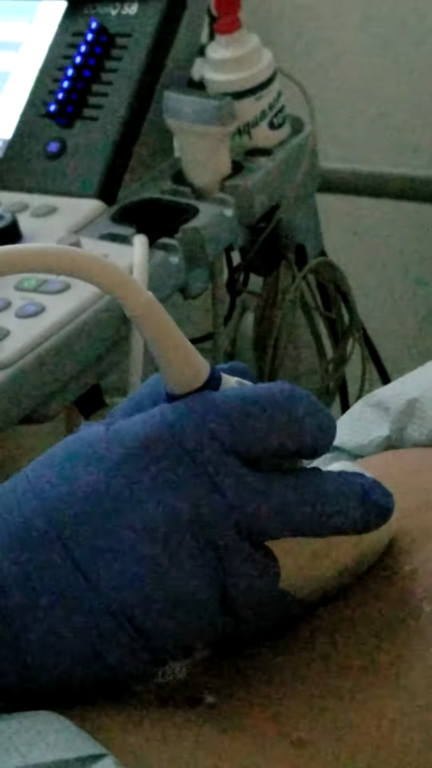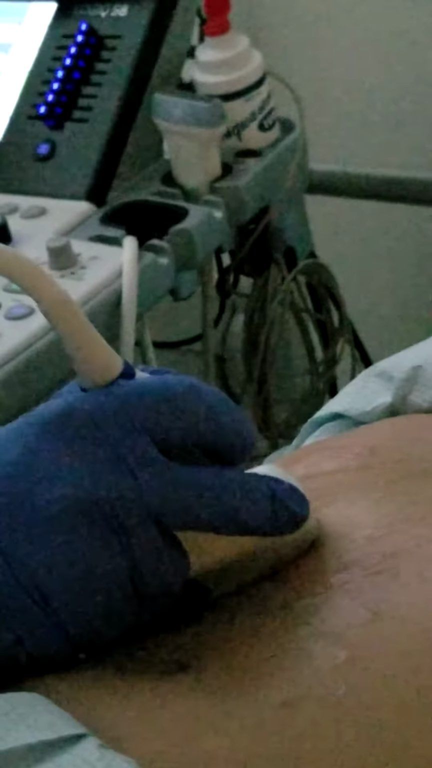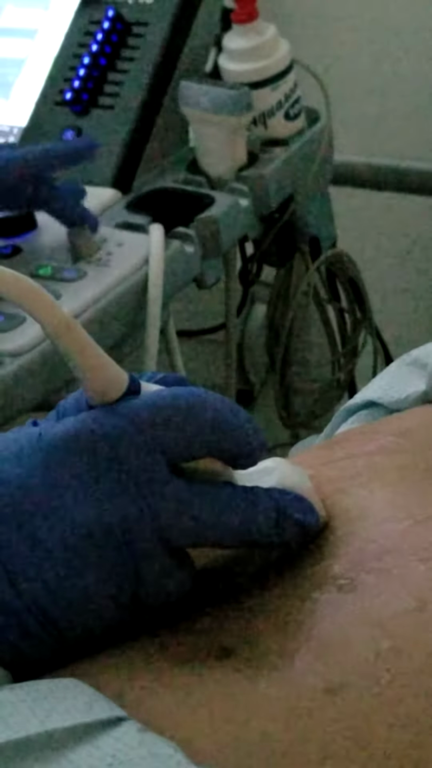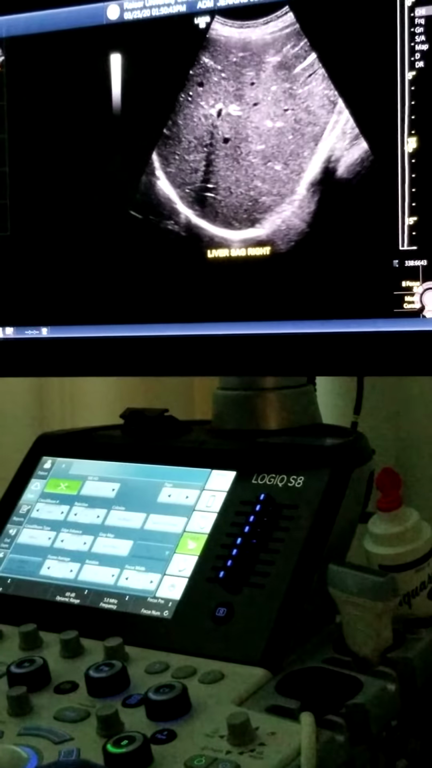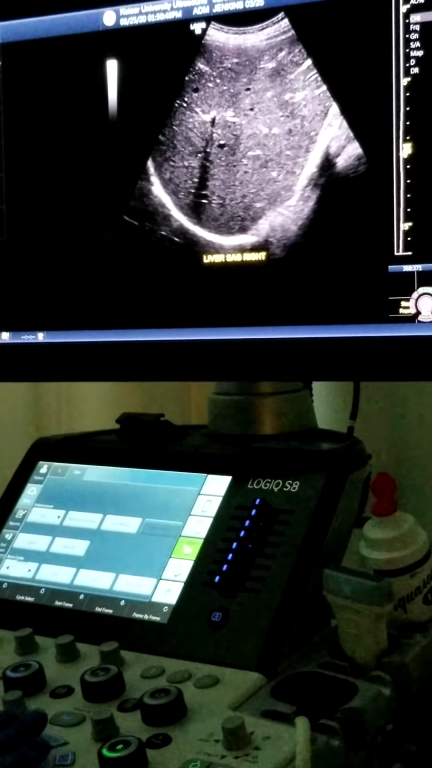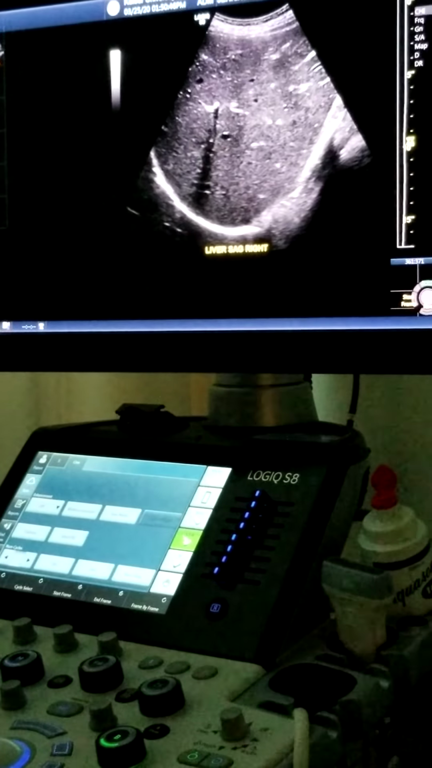And then my next image is going to be dome. Take another breath in. So I'm going to come away from the kidney for this one and try to get as much of the liver as I can. I'm going to sweep all the way out to the diaphragm, then come back in and try to just catch as much liver as I can. And that looks pretty good to me. So that's going to be my dome.